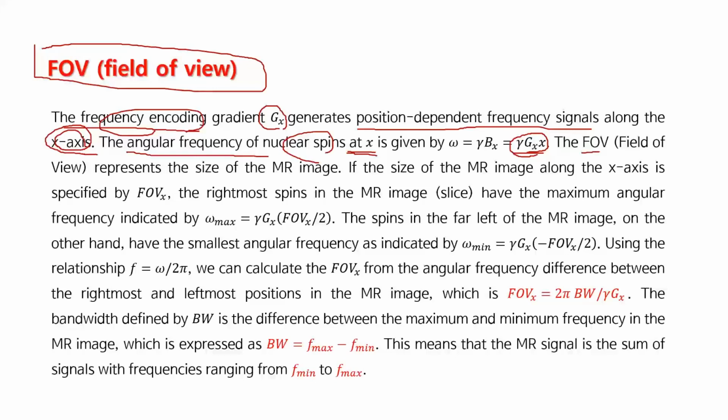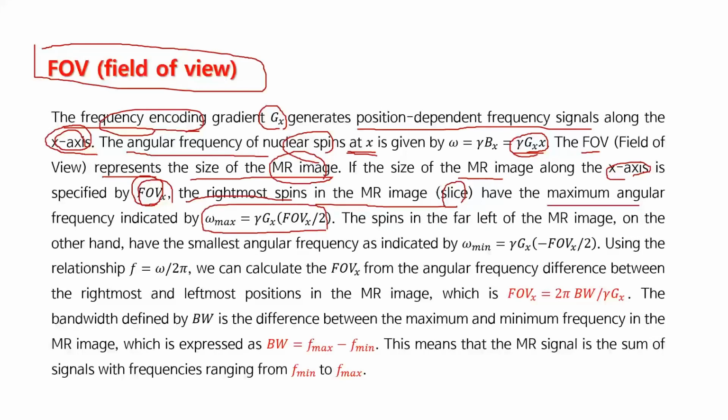The FOV, field of view, represents the size of the MR image. If the size of the MR image along the x-axis is specified by FOVx, then the rightmost spins in the MR image slice have the maximum angular frequency indicated by this expression. Here we put x equal to FOVx over 2.